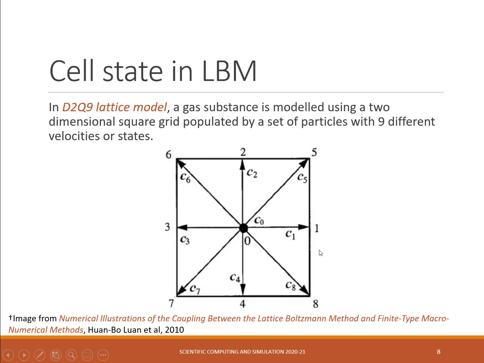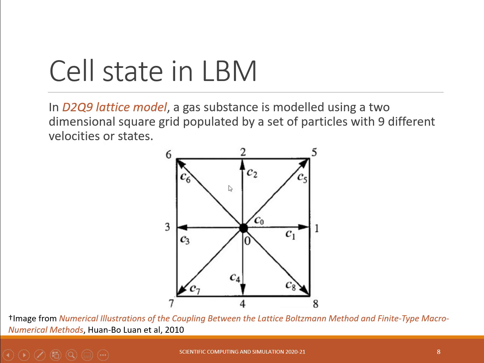Now, we want to discretize position and velocity in Boltzmann equation. There are different approaches to implement the lattice Boltzmann model. One approach simulates gas and liquid motions based on a two-dimensional cellular automaton. The grid is populated by a set of particles with 9 different velocities or states.